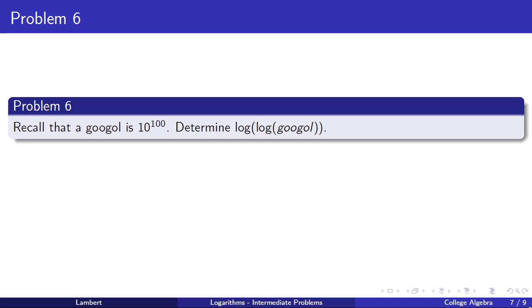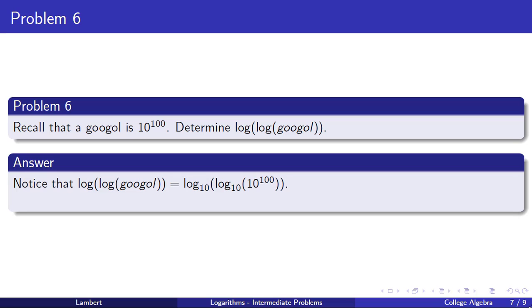All right, moving forward. Recall that a googol is 10 to the 100th power, and we want to determine the log of googol. So remember, a logarithm is just a log base 10, so we can rewrite this as the log base 10 of the log base 10 of 10 to the 100. Just making the appropriate substitutions.